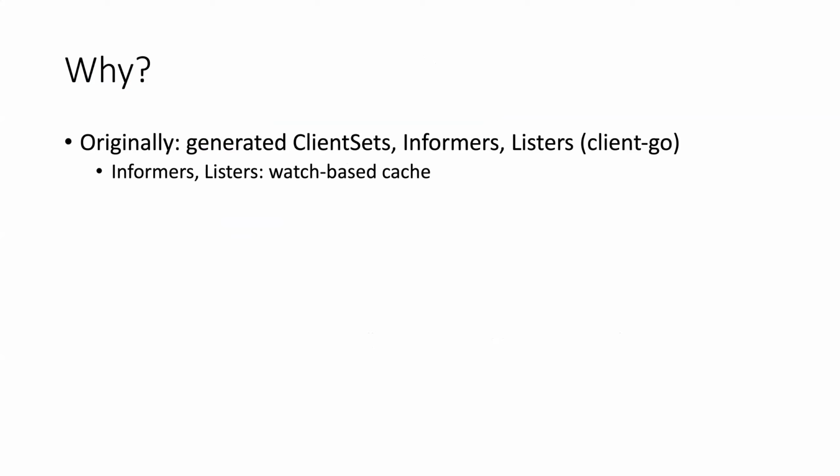Originally, we always used generated client sets, informers, and listers for talking to the Kubernetes API and also the Gardener API server, which aligned with this client-go library kind of informers and client sets and so on. And these informers and listers use a watch-based cache. So they use the watch mechanism of the Kubernetes API server to efficiently detect changes in Kubernetes API objects.